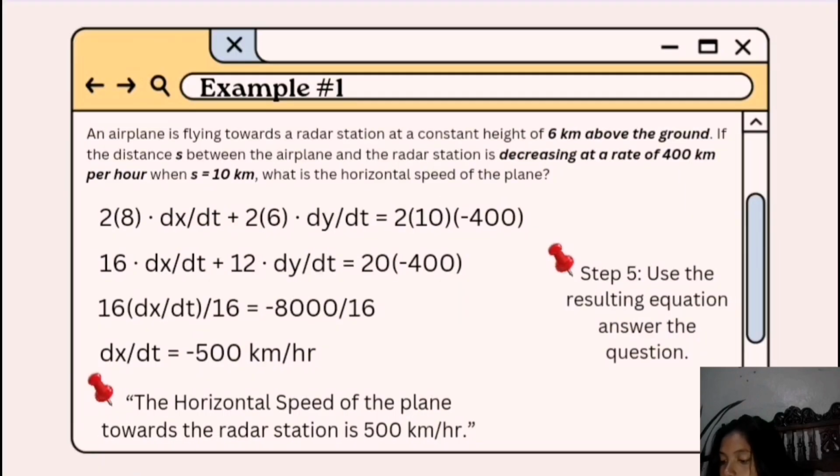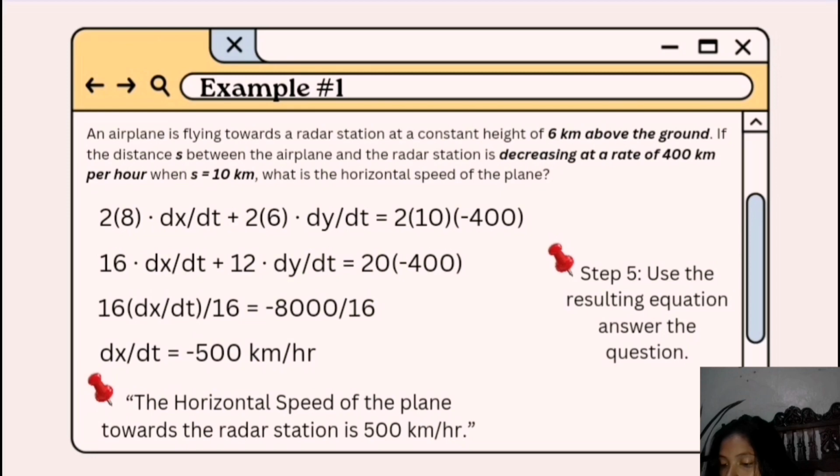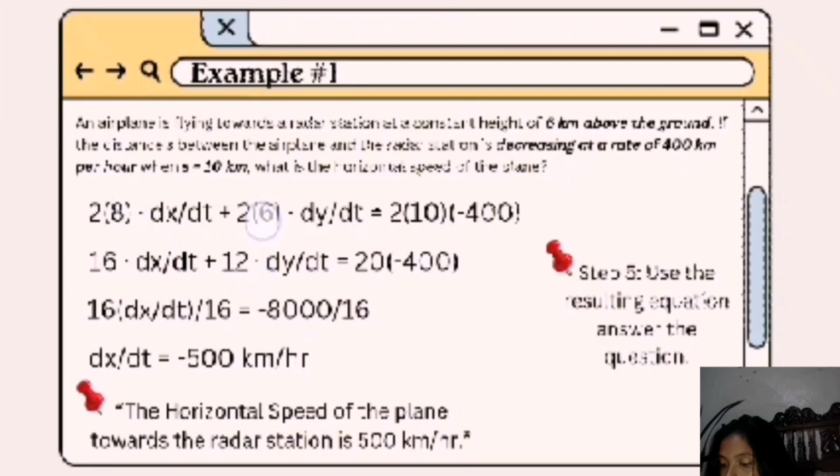The last and the fifth step is use the resulting equation to answer the question. So, ang gagawin lang natin dito, we're going to substitute yung mga nakuha nating value sa ating nakuhang formula after natin silang i-differentiate. So, since our x is 8, our y is 6, and our s is 10, then the derivative of s is negative 400. Negative 400 siya, it is because it decrease. It is written here na nag-decrease siya. Pero kapag sinabing it increase, yung negative 400 natin magiging positive 400 siya. But because it says na decreasing, it will be negative 400.